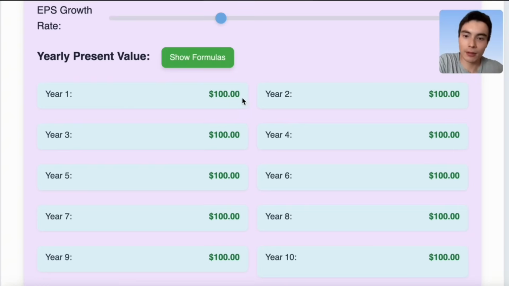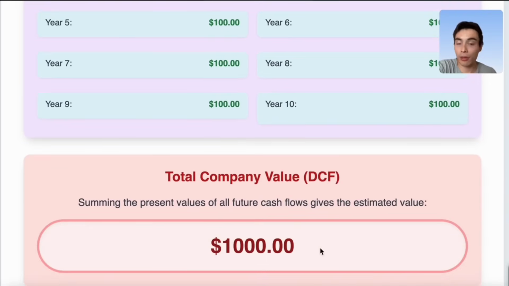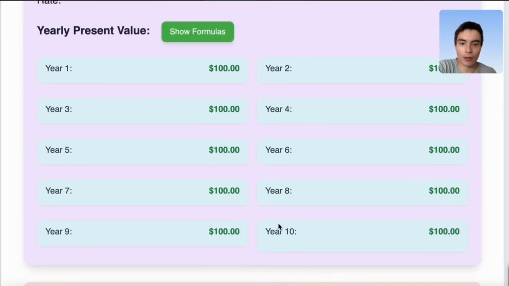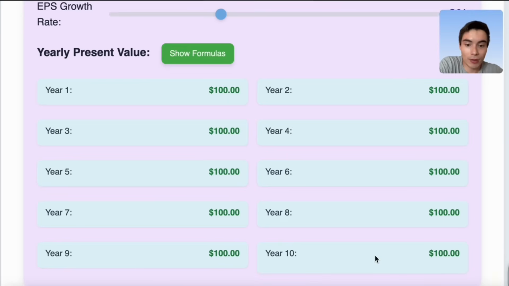So in year one, it makes $100. In year two, it makes $100. In year three, it makes $100. Every year, it makes $100. So you could think that the present value is 10 times $100, which is $1,000. So usually you would say it's worth $1,000. But is it really worth $1,000? Well, not in reality, because, remember, money received in the future is less valuable than money received today. For example, what's received after 10 years is less valuable than if you receive it today. So you need to have a discount rate.